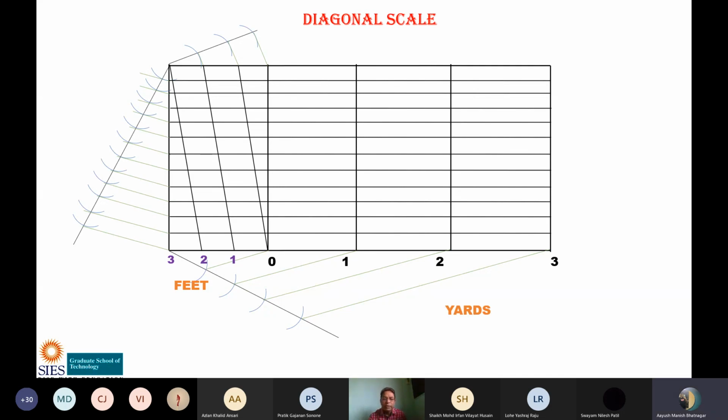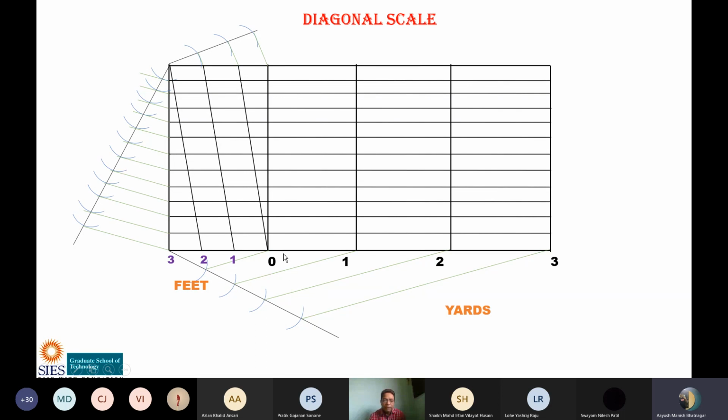Sir, I had a doubt. So this, 0, 1, 2, 3 is yards, sir, right? 0, 1, 2, 3 is yard, the black one. And the purple one is feet. Correct. And so this one, the 1 to 12 is inches, right? Inches, correct. Okay, sir. Understood.